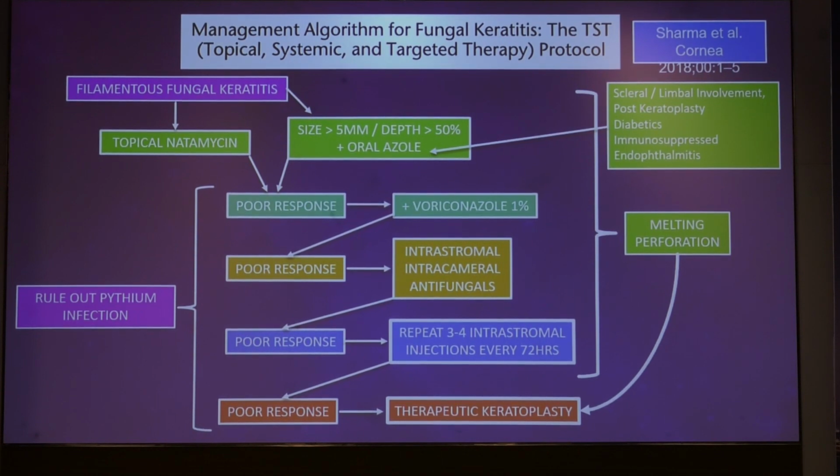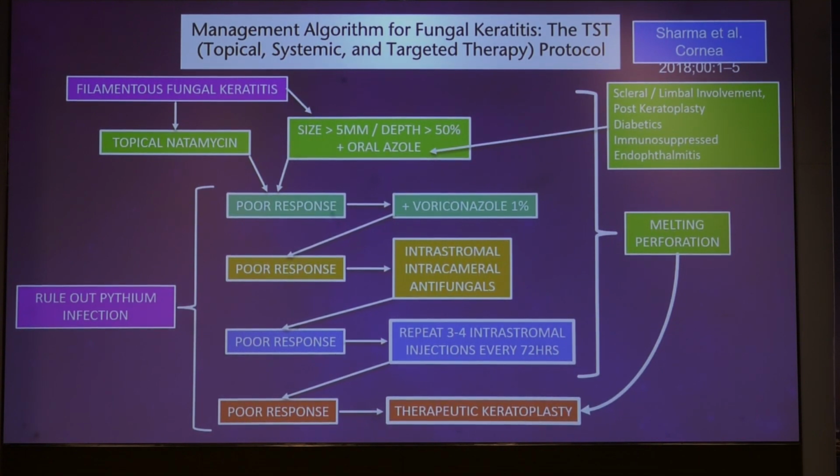So this is based on the TST protocol, where typically when a fungal ulcer walks in, we start with topical natamycin. However, if the ulcer is extremely large or deep, we might consider using an oral azole with it. Similarly, patients who are post-graft or who have posterior segment involvement or limbal involvement, we might consider using an oral azole. If the response is poor, we typically add a second drug, which may be voriconazole. If the response continues to be poor, we have the option of using intrastromal or intracameral antifungals. And if the patient still doesn't respond, consider doing a therapeutic keratoplasty.